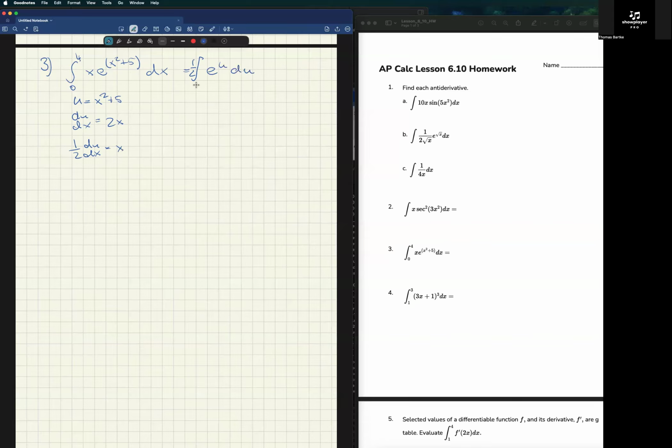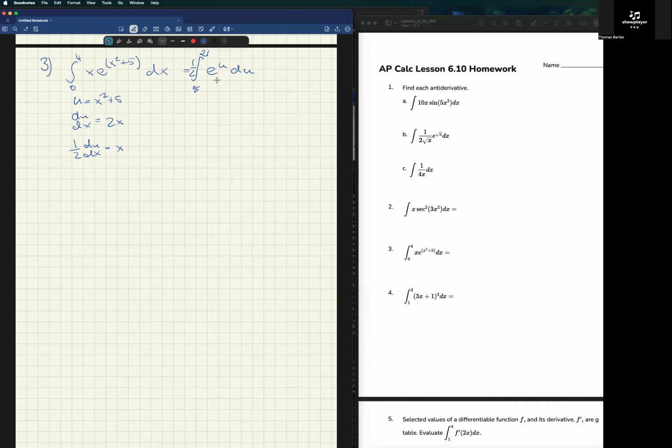Now let's work on putting the boundaries and use the adjusted boundaries for this. The adjusted boundaries will be plugging 0 in for x here. That gives us 0 plus 5. So the lower boundary is 5. And then we plug in 4 for x. That's 16 plus 5 is 21. So from 5 to 21 in the u world.